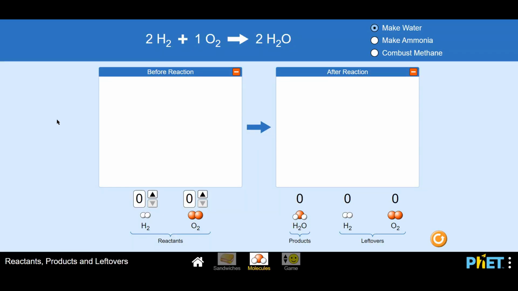Once I'm inside the molecules part of the simulation, you'll start off under one of these three options, and it should be make water. In this simulation, you're going to be making different things, or at least seeing for the first time maybe how different things are made. And in this particular option under make water, here you can see a chemical reaction for the production of water. On the right side of this arrow, you see H2O, which you should be familiar with as being water. And on the left-hand side, you might see some of the parts that make up water, like hydrogen and oxygen.